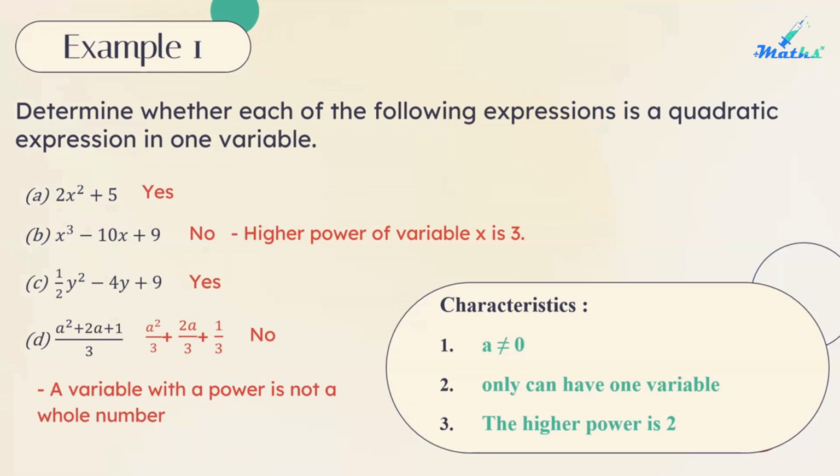Okay, here is some extra information. Some students might ask, Miss, what about an expression that doesn't have b or c? Is it not a quadratic expression? Okay, let me explain. It doesn't matter with or without b or c. As long as the expression fulfills the three characteristics, which are a not equal to 0, only one variable, and the highest power is 2, then we can call the expression a quadratic expression.